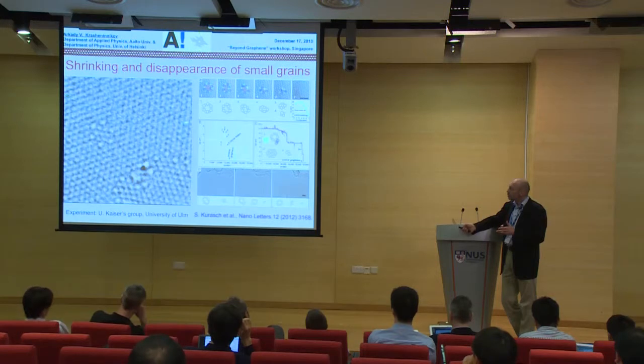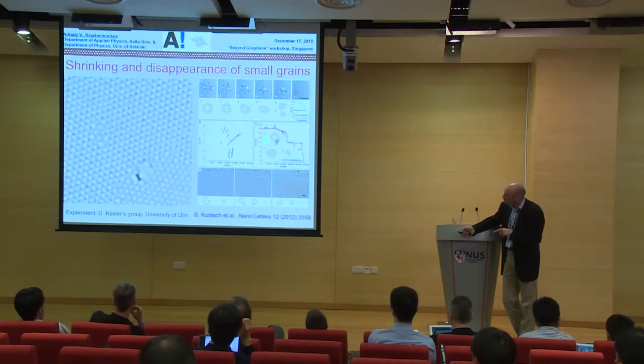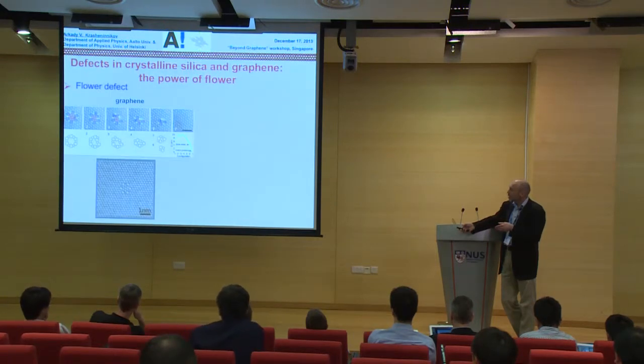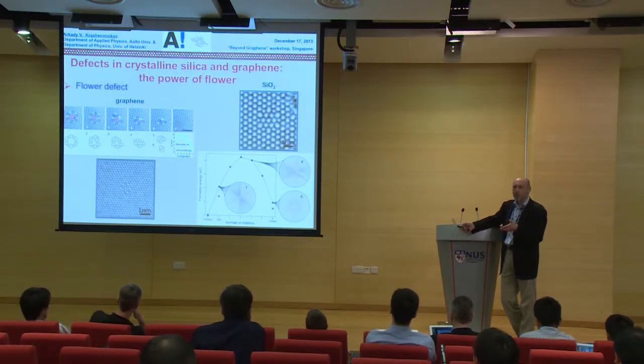This flower defect is really a beautiful structure. You do 6 Stone-Wales rotations in graphene, so you can start from pristine graphene, do the 6 rotations and end up with the flower defect, or the other way around. This is the flower defect which disappears. Now it's gone. You basically go in the opposite direction, so you end up with pristine graphene, all the atoms are there. So, an example of the flower defect in graphene and in SiO2.